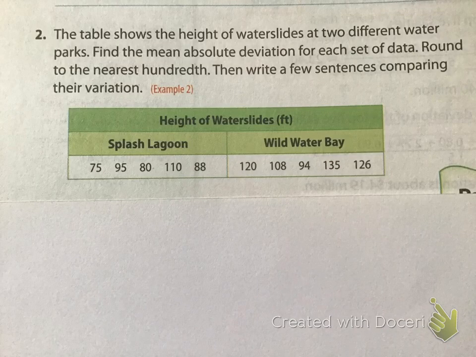Here, if we did this again, it's the height of a water slide. So again, we're going to be finding the mean absolute deviation. First, we find the mean. So first, we got to find the mean before we can find the mean absolute deviation. To find the mean, we add all of our numbers up and we divide by the number of numbers.